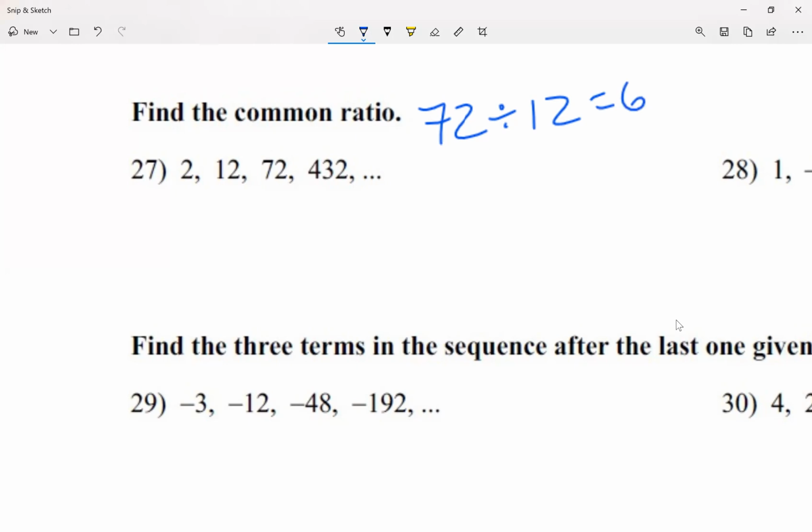And this gives me 6. That's the ratio, the number I'm multiplying. 2 times 6 is 12. 12 times 6 is 72. Times 6, times 6, times 6. The number I keep on multiplying. Again, that's the common ratio. So here it is asking, what's the common ratio? I'm going to say 6. What's the number that I keep on multiplying in order to come up with the next number?